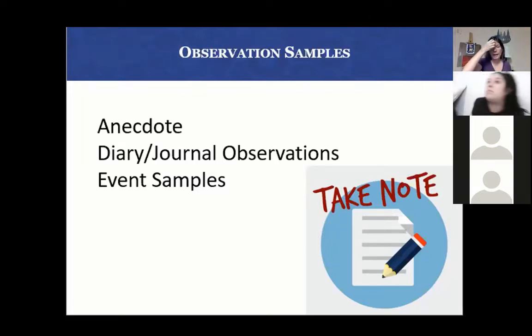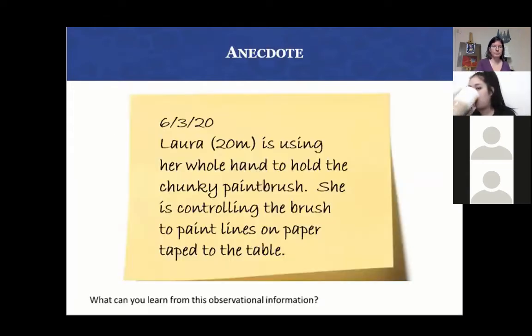We're going to talk about anecdotes. We're going to talk about a diary or a journal. And we're going to talk about event samples and what those are good for. So here is an anecdote. It happened on June 3rd. Laura, who is 20 months old, is using her whole hand to hold the chunky paintbrush. She is controlling the brush to paint lines on paper taped to the table.